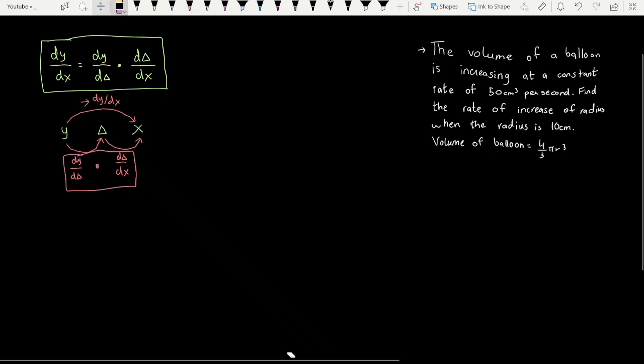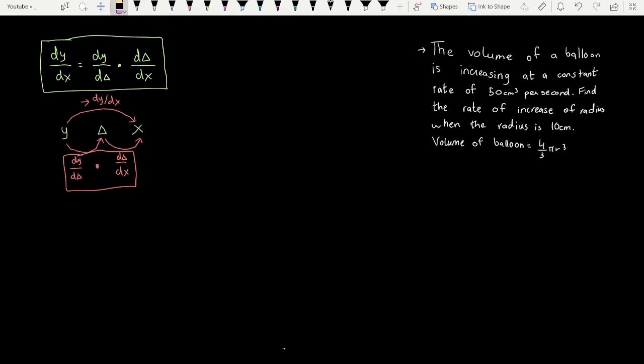And so this is the exact mindset we're going to use when we are solving this question over here. It says the volume of a balloon is increasing at a constant rate of 50 centimeters per second. So what does that information even tell us? What is a rate? A rate is basically something that's changing with respect to something else. So if I say the gradient, it itself is a rate. It's a rate of how y changes with respect to x. A rate is basically a gradient.